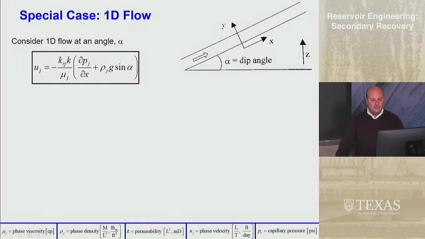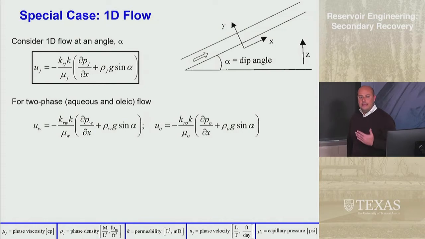So if you notice, if alpha is 0, then the sine of 0 is 0, and this whole gravity term goes away. So if it was flat, then that would be the case. If alpha was 90 degrees, it would be completely vertical, and then the sine of 90 would be 1.